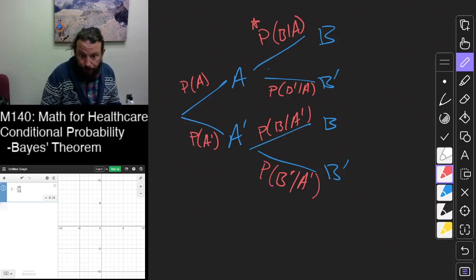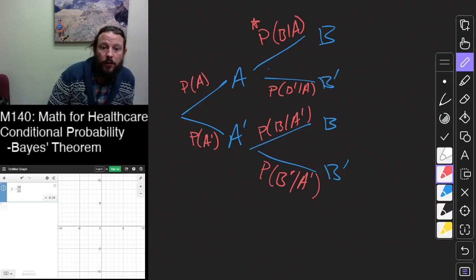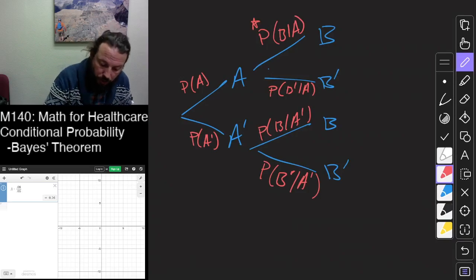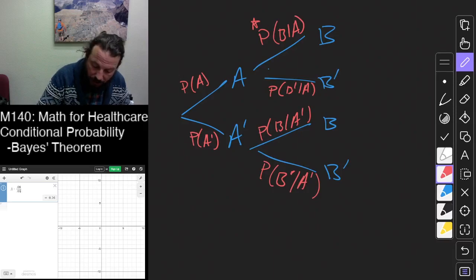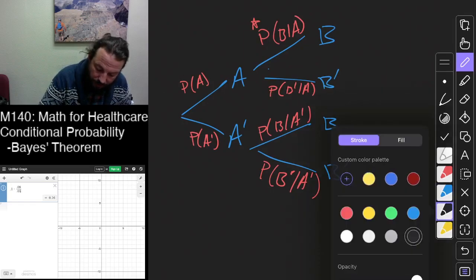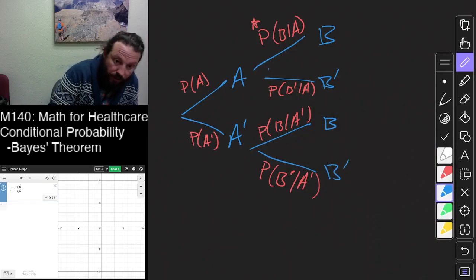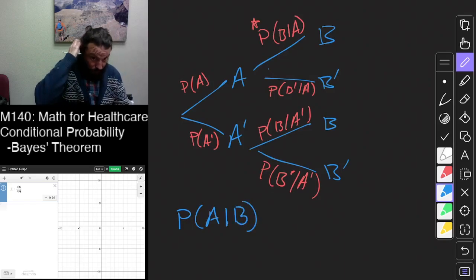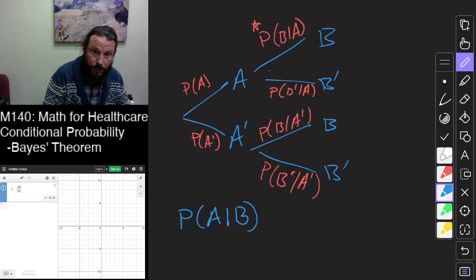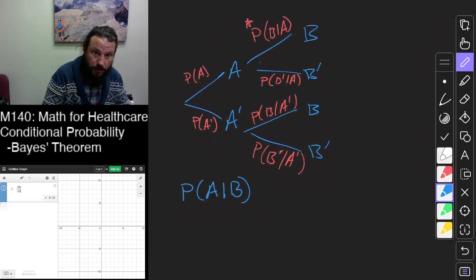So here we are. And think about what our question was. Let's say we knew the probability of B given A and all these conditional probabilities there. But that last question was saying find the probability of A given B.